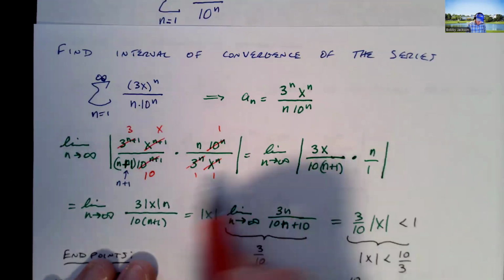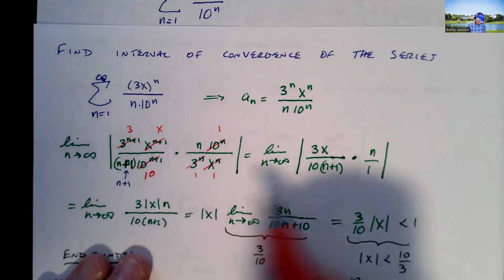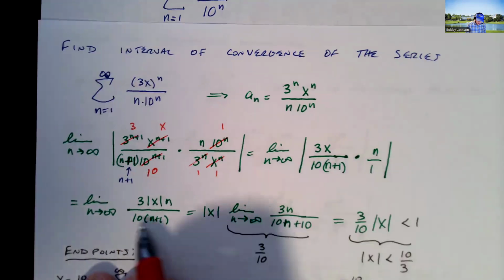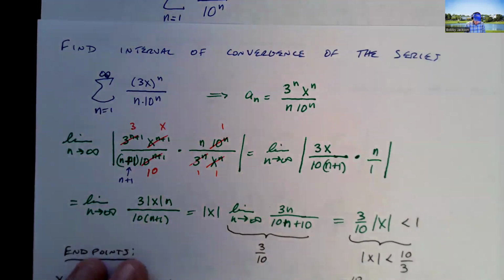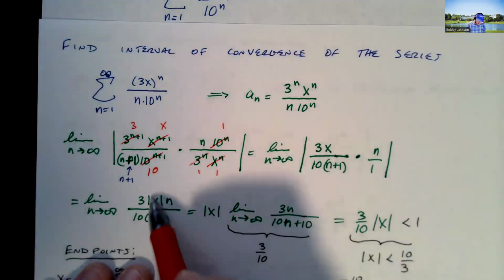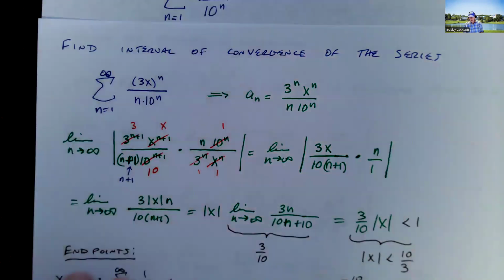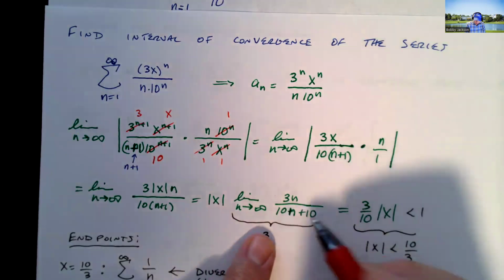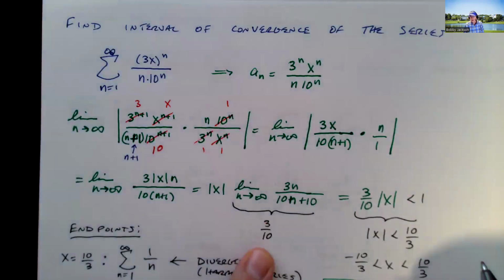And of course, the absolute value of that would be 3 times the absolute value of x times n. And then on the bottom, I'll have n plus 1 times 10, which the absolute value of that is just 10 times n plus 1. Again, this absolute value of x can come out as a constant multiple, and we're left with the limit as n goes to infinity of this. So I hope right away everyone knows that this limit is 3/10.